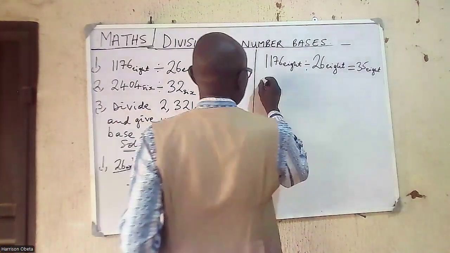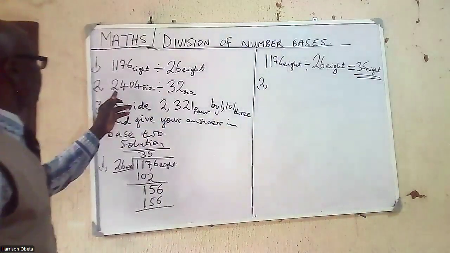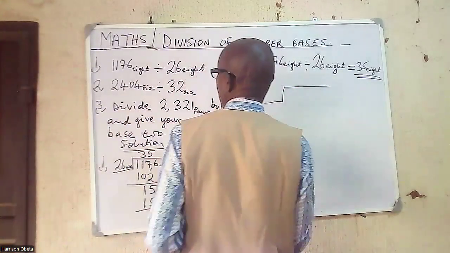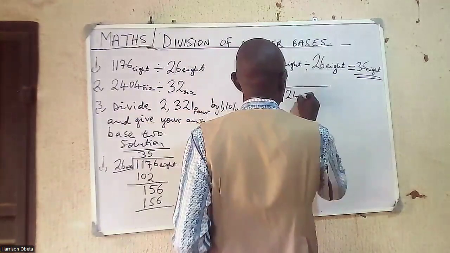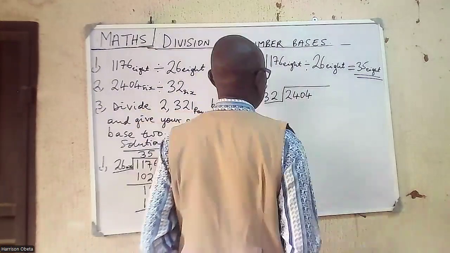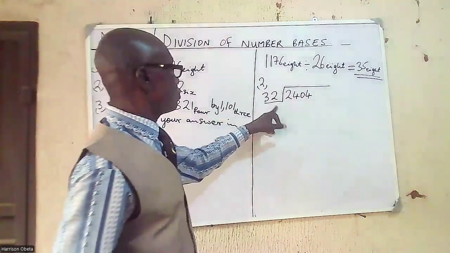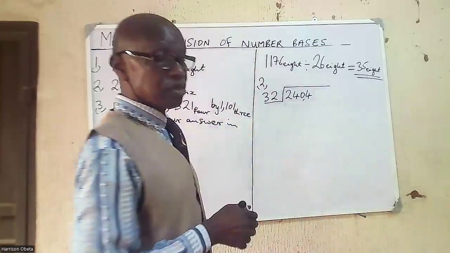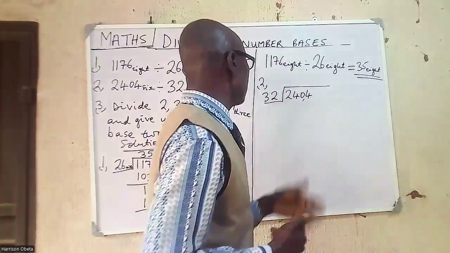So go over to number 2. And number 2 says we should divide this by this. Using our usual long division, we have this 32. And then we have 2404. No, both of them are in base 6. So we start. Let us pick. These first 2 cannot go here. That means we are going to pick 1, 2, 3. And then we check something that will multiply that to give us exactly 240 in base 8 or closer.